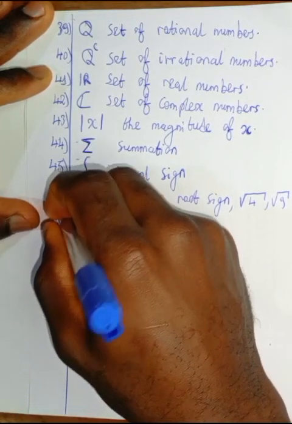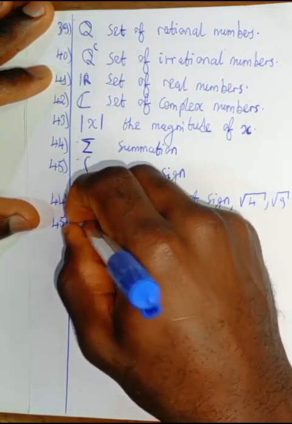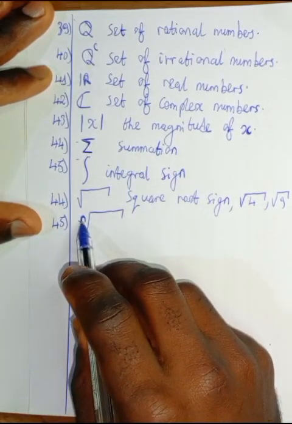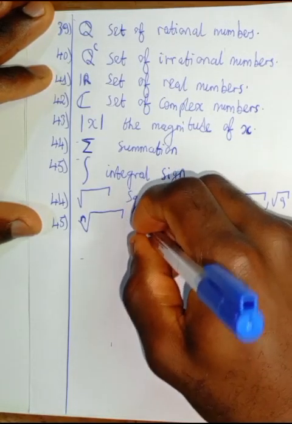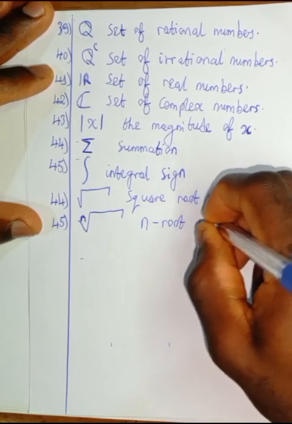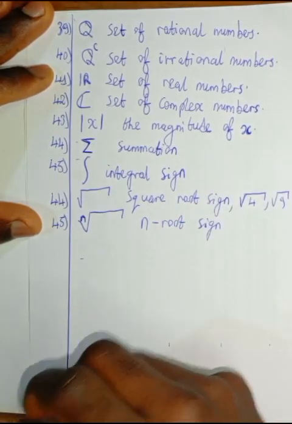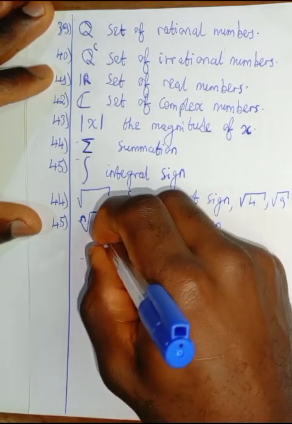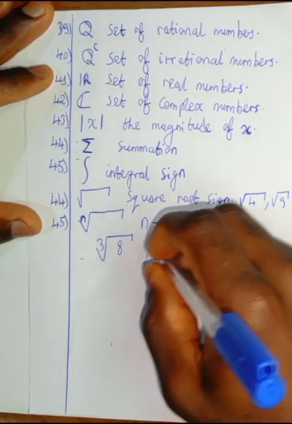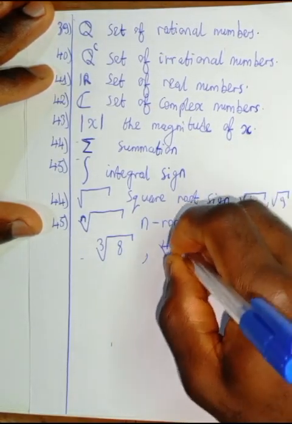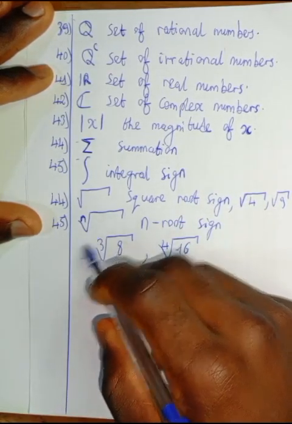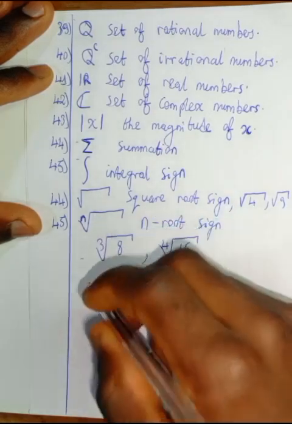We go to 47. We have, it almost looks like the square root sign, but at this V we have an n. It stands for the n-th root sign. For example, when n is equal to 3, we are going to talk of the cube root, for example, the cube root of 8. When n is 4, we are going to talk of the fourth root, for example, the fourth root of 16. When n is 5, we talk of the fifth root. 6, the sixth root. 7, the seventh root, and so on.